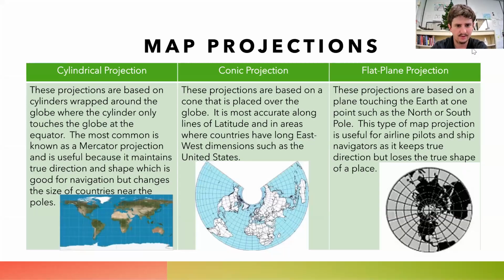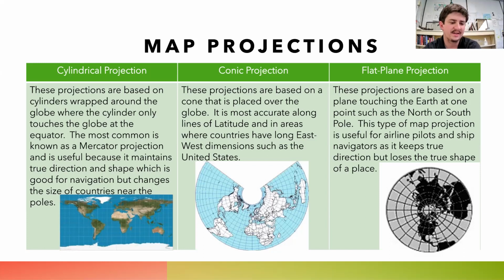So the three maps that we're going to go over are the cylindrical, the conic, and the flat plane. You probably will recognize this one right here. That's the one that's used quite a bit. It is known as a Mercator projection. And it's good because it is helpful in maintaining the true direction of place. So like if you go west from West Africa, you will eventually reach somewhere in the Caribbean or Mexico or the US. You know that if you go west, you'll eventually reach that.